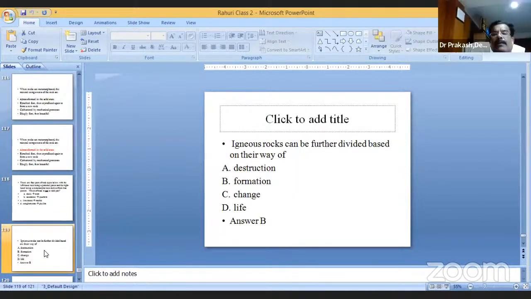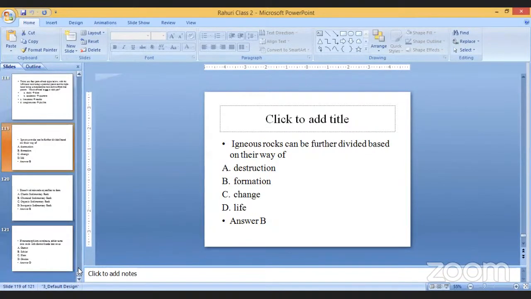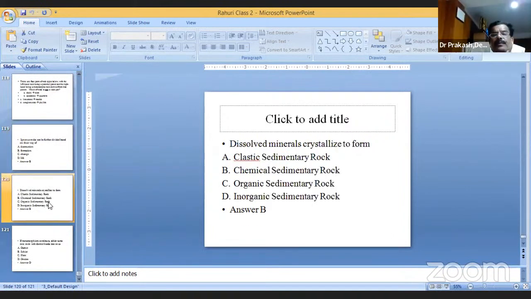Igneous rocks can be further divided based on their way of formation. That's what I told you already. Dissolved minerals crystallize to form dissolved minerals. It may be calcium, right? So it may be sodium. So it leads to formation of chemical sedimentary rock.